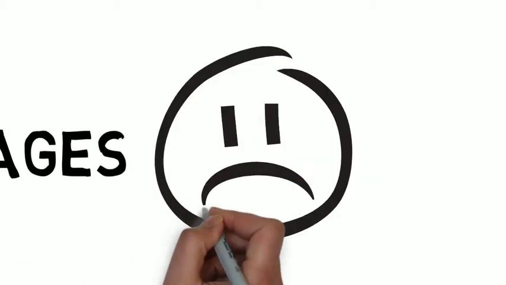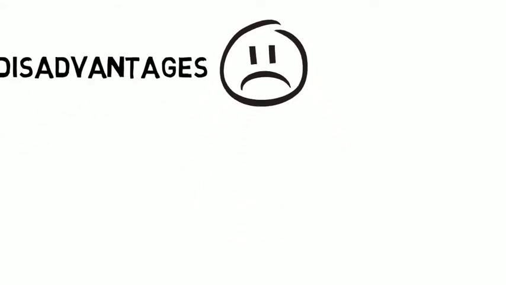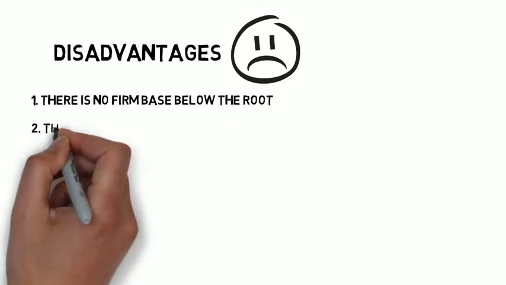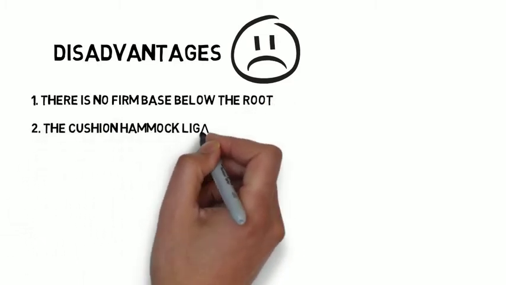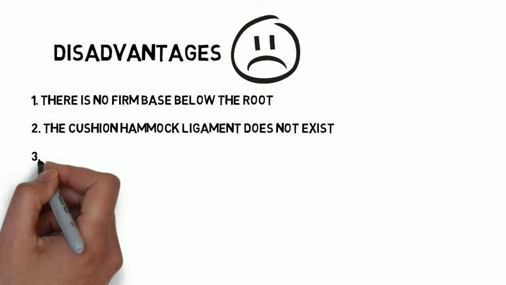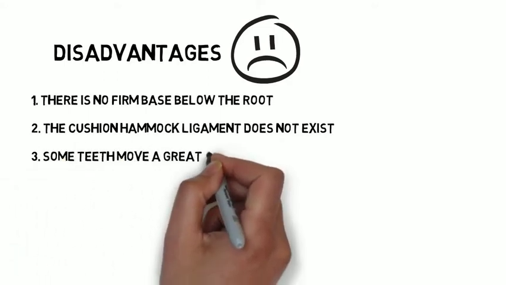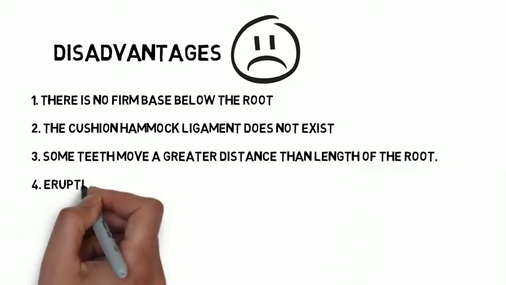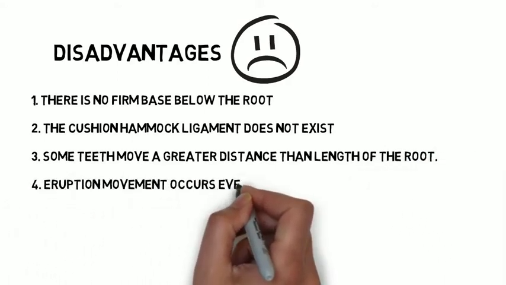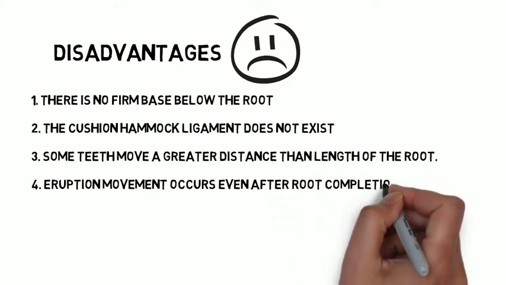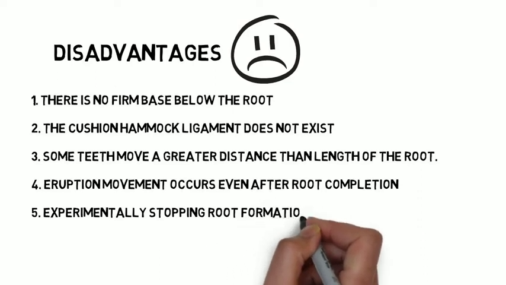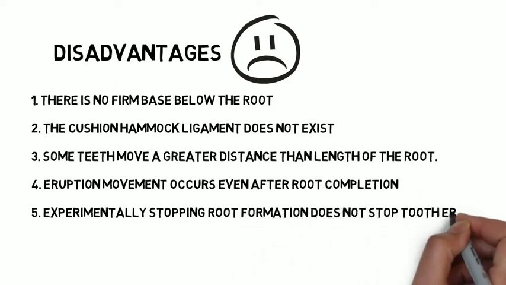But this theory has many disadvantages. The obvious shortcomings were that there is no firm base below the root. Then the so-called cushion hammock ligament actually does not exist. Some teeth move a greater distance than the total length of the root. Eruption movements occur even after root completion. And lastly, experimentally stopping root formation does not stop eruption.